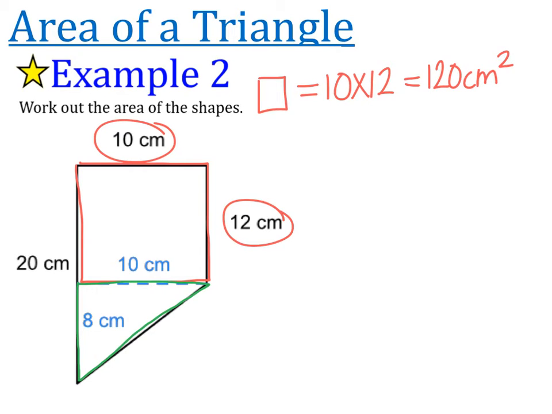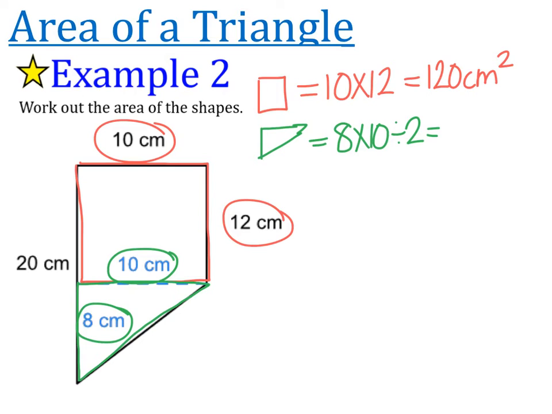And then I'm going to go ahead and look at my triangle. So for the triangle, I need the base and the height. So it looks here like the base is 8 centimeters and the height is 10. So I'm looking to do 8 times 10 divided by 2. 8 times 10 is 80, divided by 2 is 40. 40 centimeters squared.